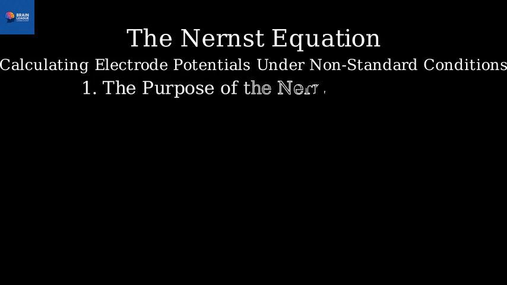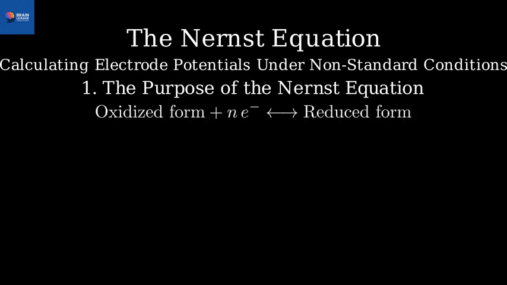In electrochemistry, we often deal with redox reactions where one species is oxidized and another is reduced. These reactions can be split into half reactions, which show either the oxidation or reduction process. Under standard conditions, where all concentrations are 1 molar and all gases are at 1 atmosphere of pressure, we use the standard electrode potential, E0.